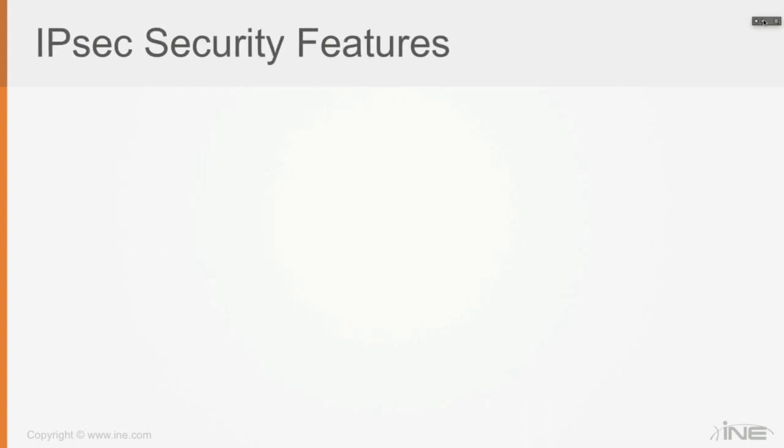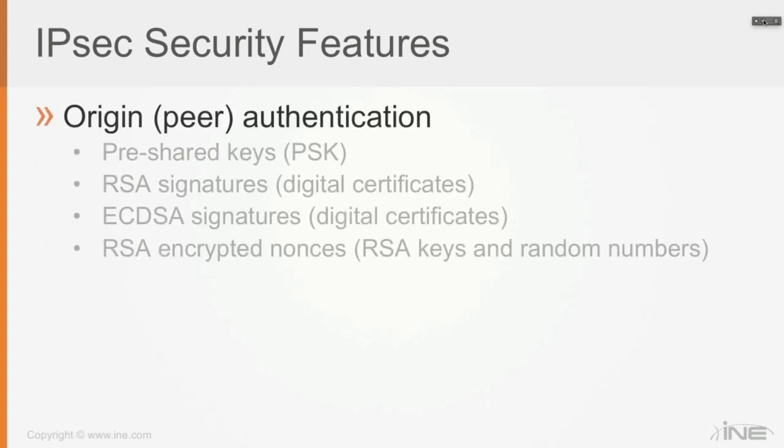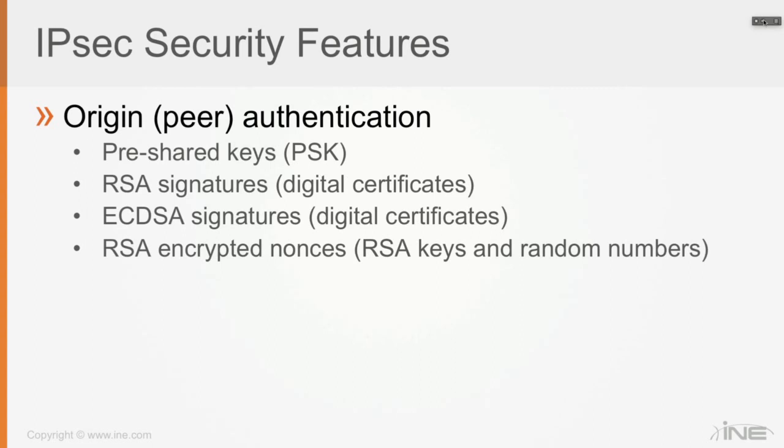So let's speak in more detail about all of those IPsec security features. Just as a reminder, when we build up the IPsec VPN tunnel, we need origin or peer authentication, because when the VPN tunnel is being built, the peers, the VPN gateways, need to authenticate each other. It's going to be a bidirectional authentication.